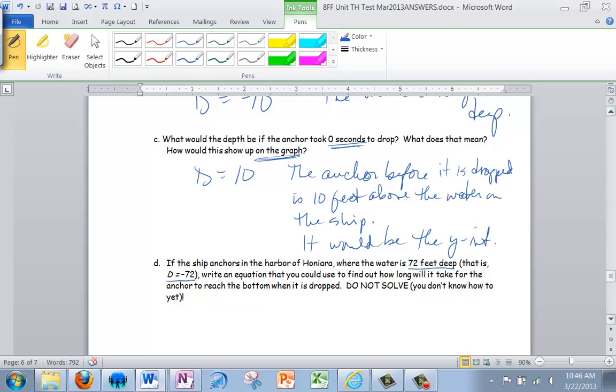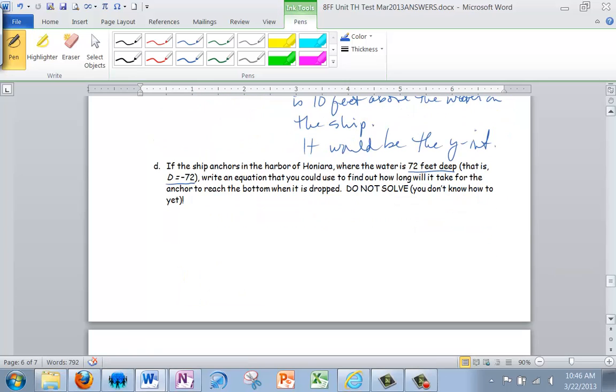So that was a tricky question. Granted, I'll give you that one. I agree. Now, if the water is 72 feet deep, so the d would be negative 72. So simply write it in the equation, and that's all you can do. You don't know how to solve that yet. We're doing that next week.